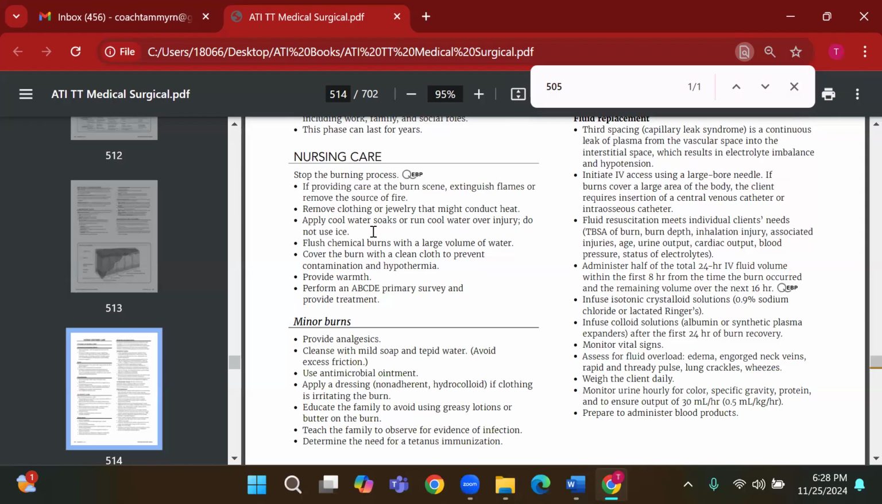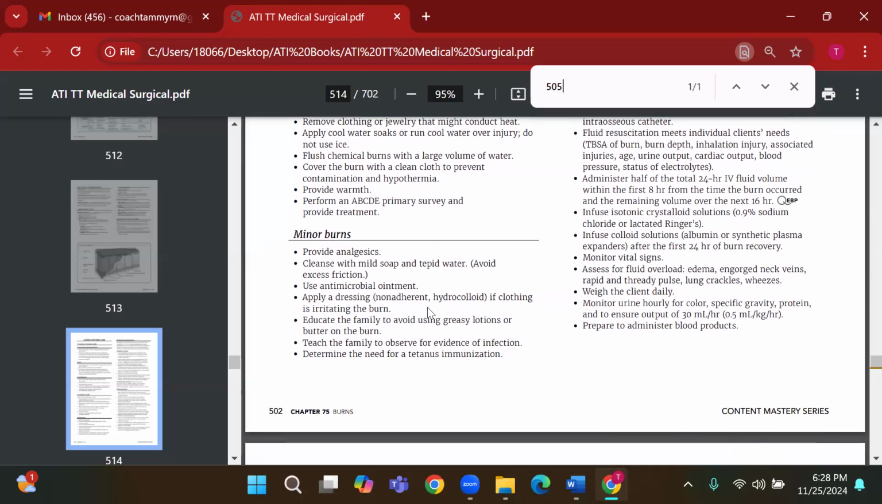Do not use ice. This might be important. Flush chemical burns with a large volume of water. Cover the burn with a clean cloth to prevent contamination and hypothermia. Usually what they'll do is have a clean sheet to cover the patient, okay? Provide warmth, and then it says perform the ABCDE primary survey, which you guys kind of had on the last exam: airway, breathing, circulation, and then the other two.